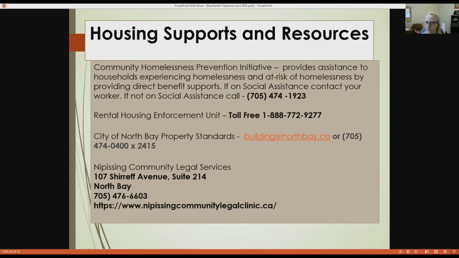Also contacting, especially for repairs, City of North Bay Property Standards Office. We really push this for a number of reasons. One, they have authority. They can order that repairs be completed. They can actually go in and do the repairs themselves and put it on the property tax bill. So they have a lot more authority to get these things done.